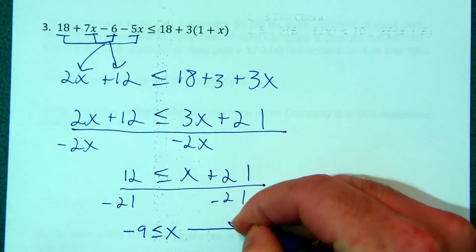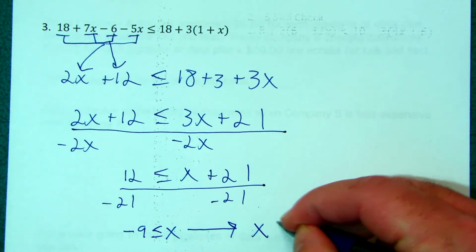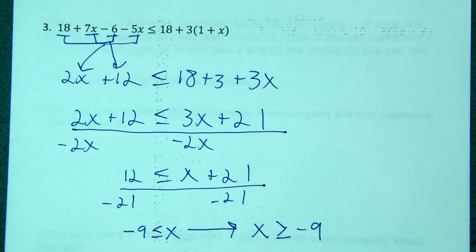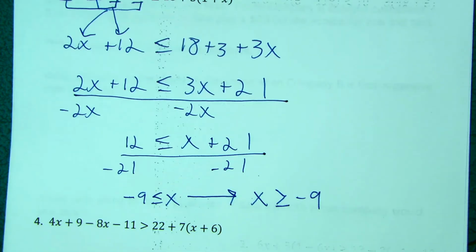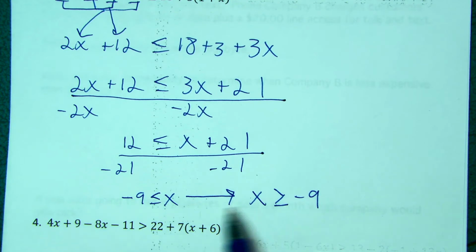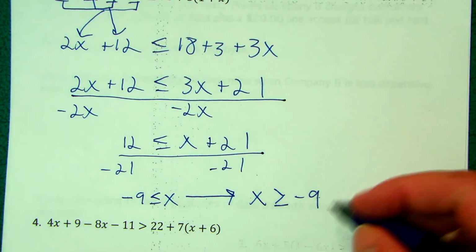I always want to get my variable on the left side. So I'm going to change it to x is greater than or equal to negative 9. Okay? So again, when I switch from the variable on the right to the left, notice my inequality is pointing at negative 9. Here my inequality is still pointing at negative 9.